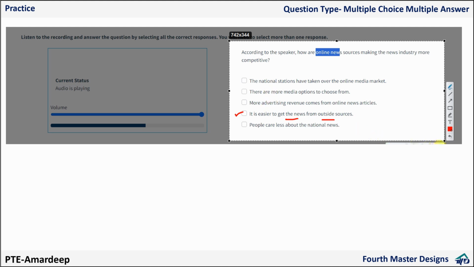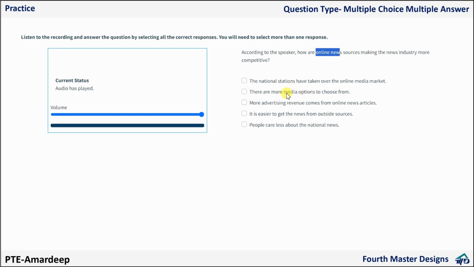Okay, so see, the national stations, now I found this one as a correct one. What are the other options? The national stations have taken over the online media market. No, this was not discussed. There are more media options. Yes, he said this one directly. He said there are more sources or options, something like that.